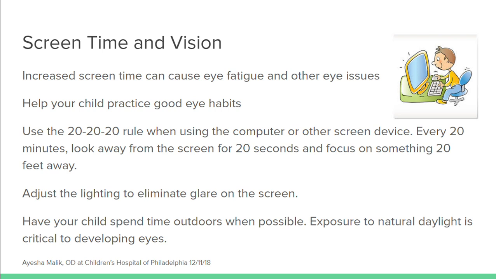Adjusting the lighting is important to eliminate glare on the screen, and if you're sitting in an area where sunlight is streaming in, making sure that your screen is not reflecting that sunlight, so getting into a different position is important there as well. And having your child spend time outdoors when possible, exposure to natural light is critical to developing eyes.